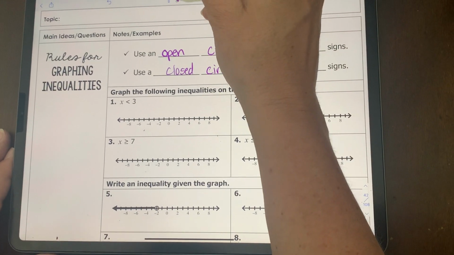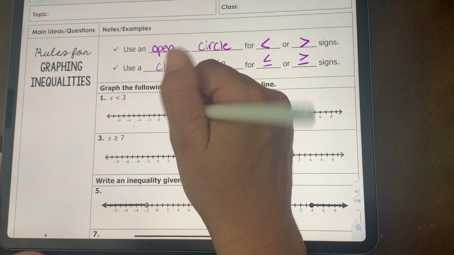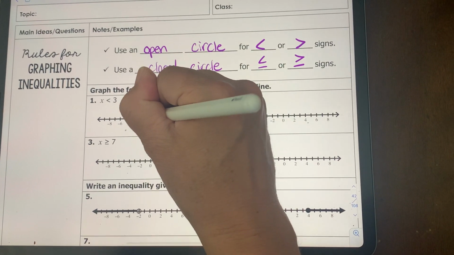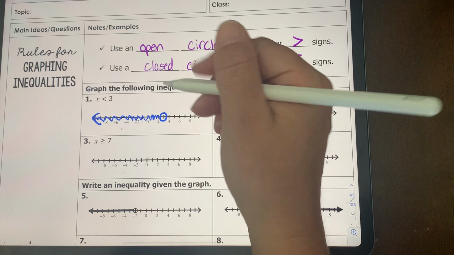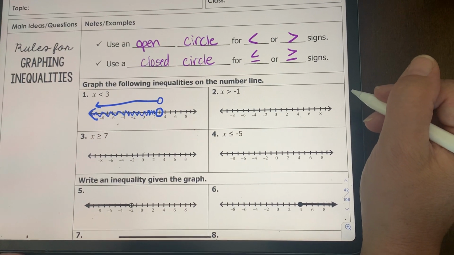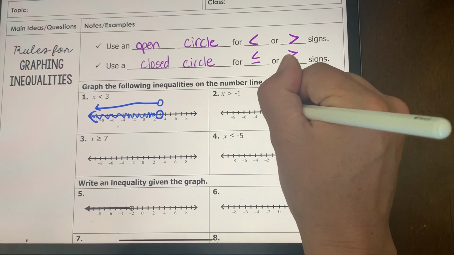Okay, so let's just kind of run down here to these first ones. It's saying x is less than 3. So you're going to put an open circle at 3 and you're going to shade less than. Okay, now some of you like to write it above, and I'm going to do it both ways because I don't care. Okay, the next one is saying greater than -1.